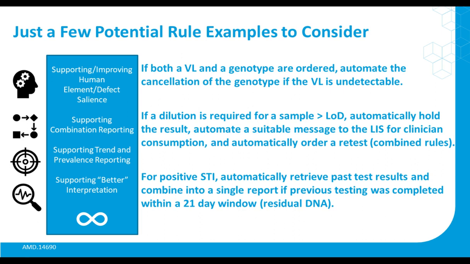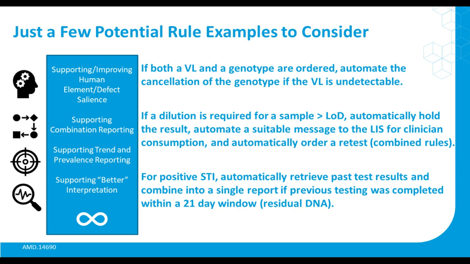For example, in the situation where a viral load and a genotype are ordered at the same time, it's possible to automate the cancellation of the genotype if the viral load is undetectable. Sounds pretty pedestrian, right? But it's actually something that can be easily implemented, whereas otherwise it's probably relying on a human to remember to go cancel a genotype because it's no longer necessary for a viral load that's undetectable.